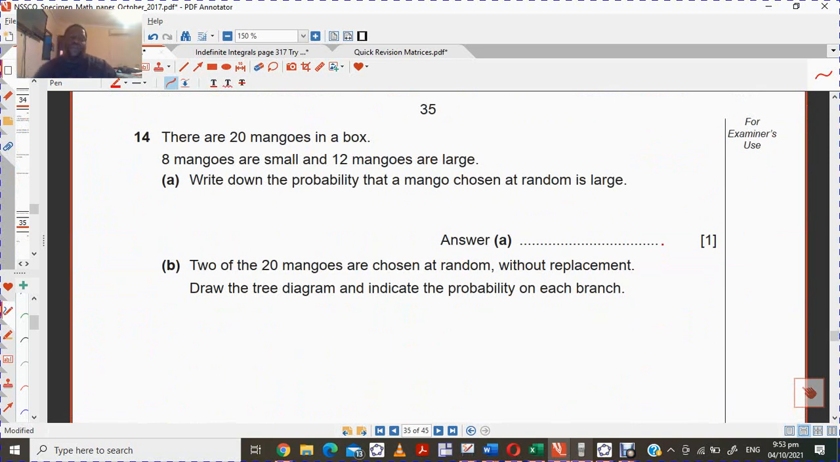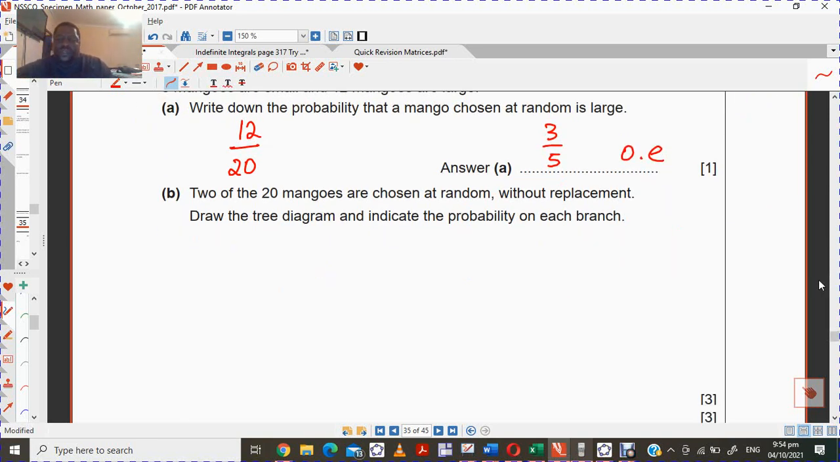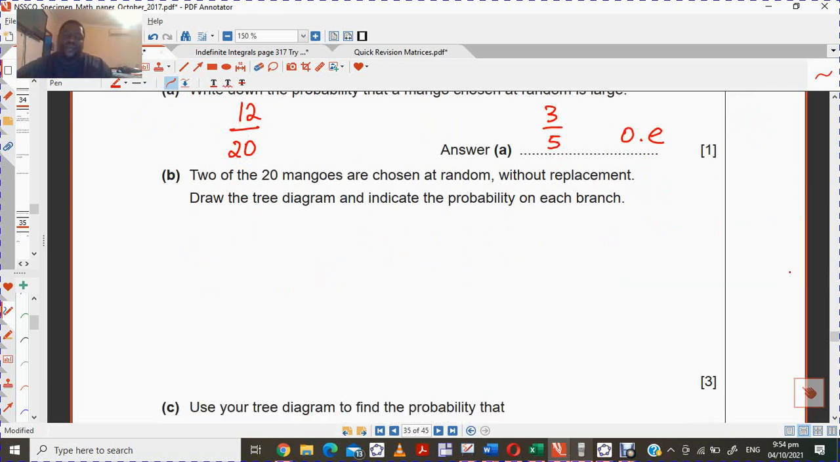Question 14. There are 20 mangoes in the box. 8 mangoes are small, 12 mangoes are large. Write down the probability that a mango chosen is large. Probability is a number between 0 and 1. You can go ahead and simplify that. 4 goes into 12 three times, and 4 goes into 20 five times. So 3 over 5, or anything equivalent to that. Sometimes people write 0.6 or 60%. It doesn't really matter.